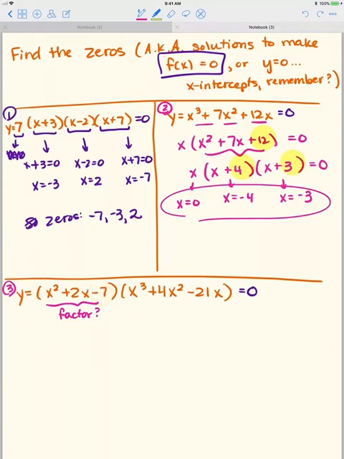If we want to find where x squared plus 2x minus 7 equals 0, of course you can graph it and find the x-intercepts, but we're going to go through and use the quadratic formula in a minute. I'm going to try to tackle this other one. It's also 3 terms, but they have an x in common. So if I factor an x out, I'm left with x squared plus 4x minus 21.